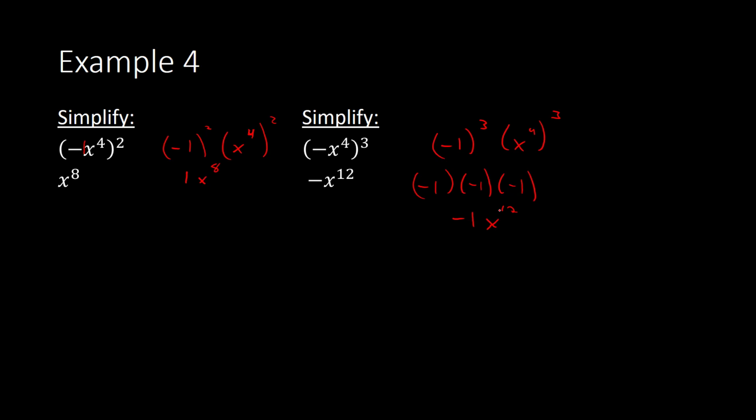And so the concept here is if you have something negative, and you square it, or any sort of even power, so squared, 4th power, 6th power, 8th power, any even power, it's going to become a positive number. And then if you have it to an odd power, so like to the 3rd power, 5th power, 7th power, it's going to be negative. Okay? And that's a concept that will save you some time in the future.